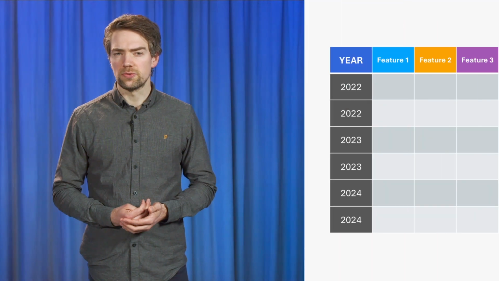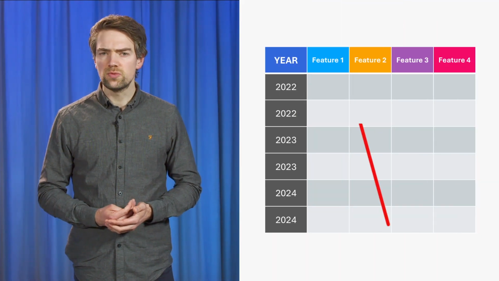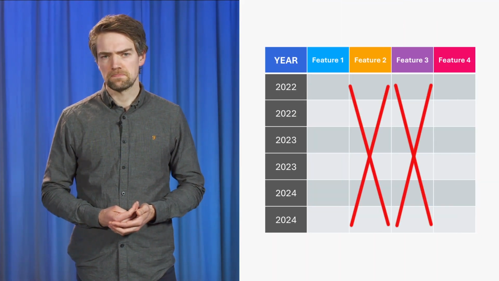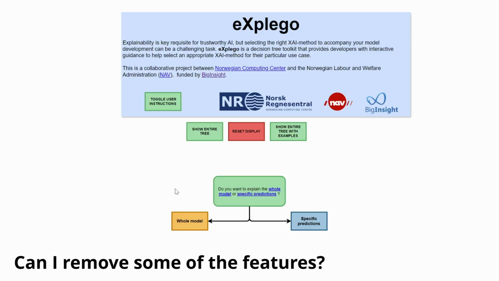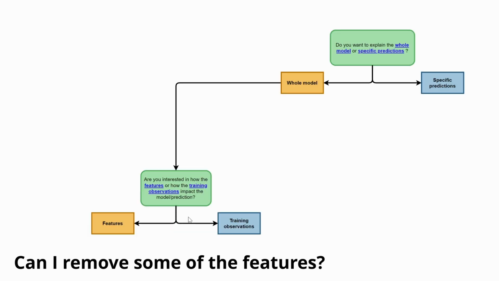Assume the data scientist initially trained a model with a lot of features and now considers removing those that do not contribute much. Once again, we answer whether this explanation question concerns the model as a whole or specific predictions. And once again, we click on the whole model. Now, the next question is, again, whether we are interested in how the features or the training observations impact the model. As we want to measure feature contribution, we click on Features.